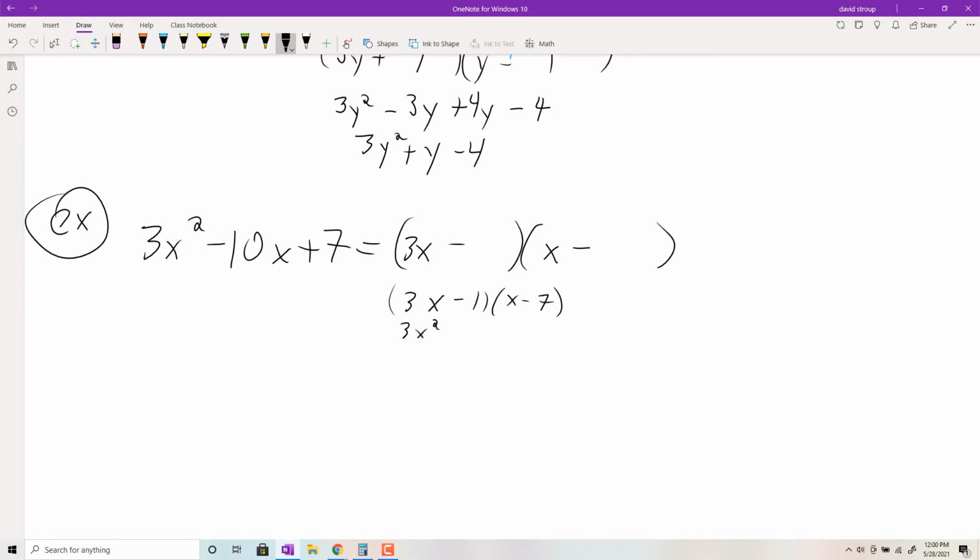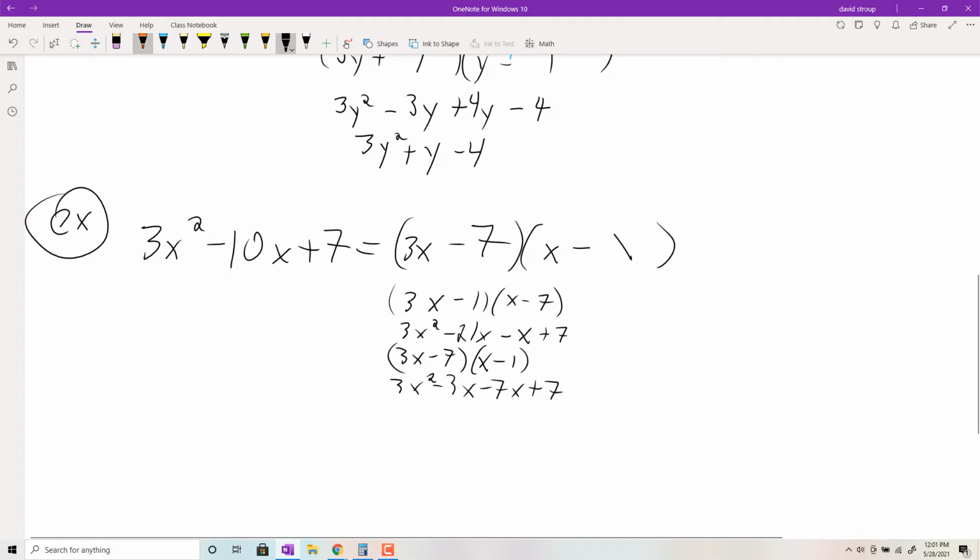So 3x squared first, the outer, minus 21x, the inner, minus x, and the last, plus 7. So that's not going to work. So there's only one other possibility, 3x minus 7, and then x minus 1. So let's try that, 3x squared first, the outer, minus 3x, the inner, that's going to work, and then plus 7. Okay. So 3x minus 7 and x minus 1, whoops, I butchered line 1. And that's our factorization. Okay.